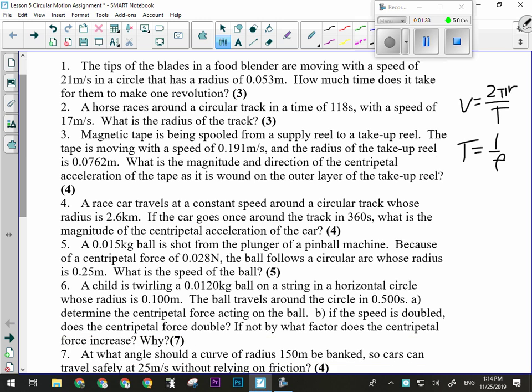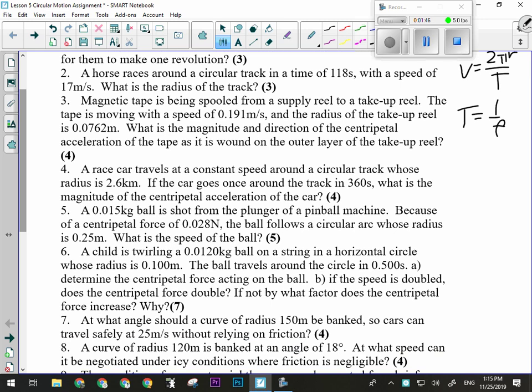Okay. Question number 2, horses are racing around a circular track. It takes them 118 seconds with a speed of 17 meters per second. What's the radius of the track? Again, not difficult questions, just going over stuff we've talked about. Question number 3, you've got magnetic tape being spooled onto a reel. Right? So someone's just reeling this stuff onto the reel. The tape's moving at 0.191 meters per second. The radius of the wheel is 0.0762 meters.